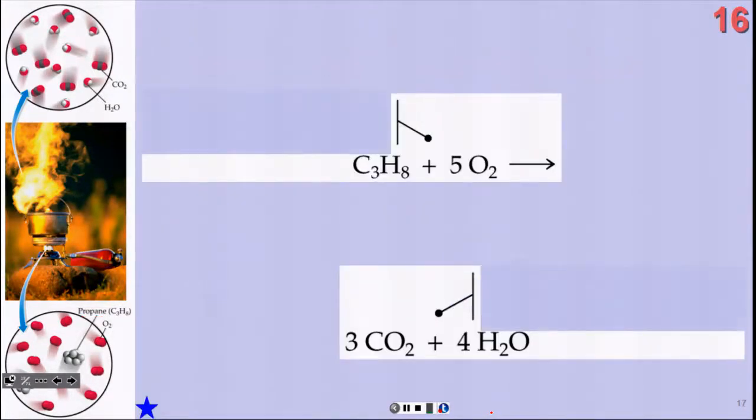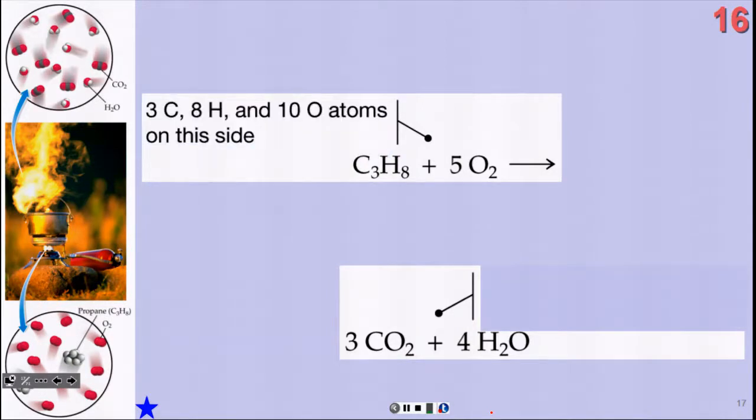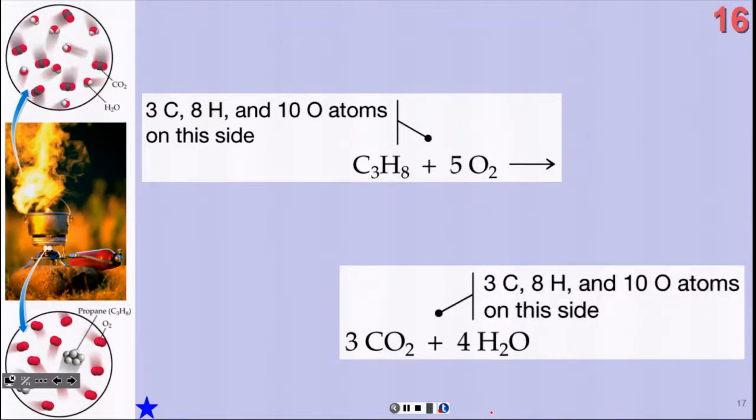So here's another way of looking at it. If you've got C3H8 is your propane reacting with oxygen, you've got 3 carbons, 8 hydrogens, 10 oxygens. On the right, you have 3 carbons, 8 hydrogens, 10 oxygens.